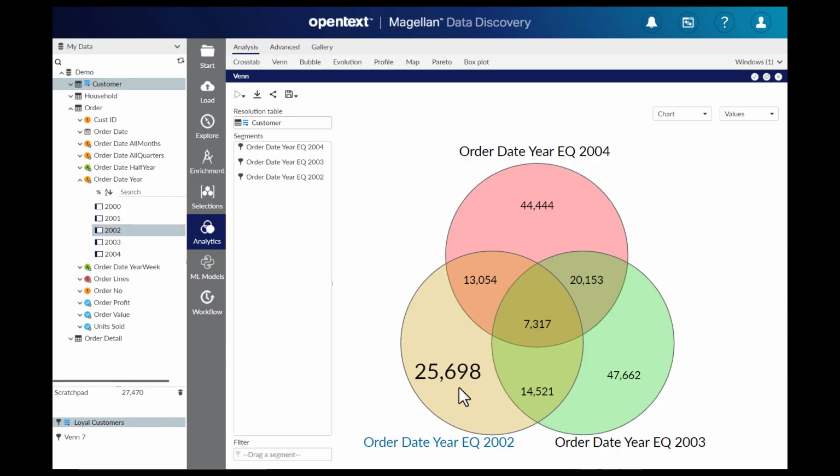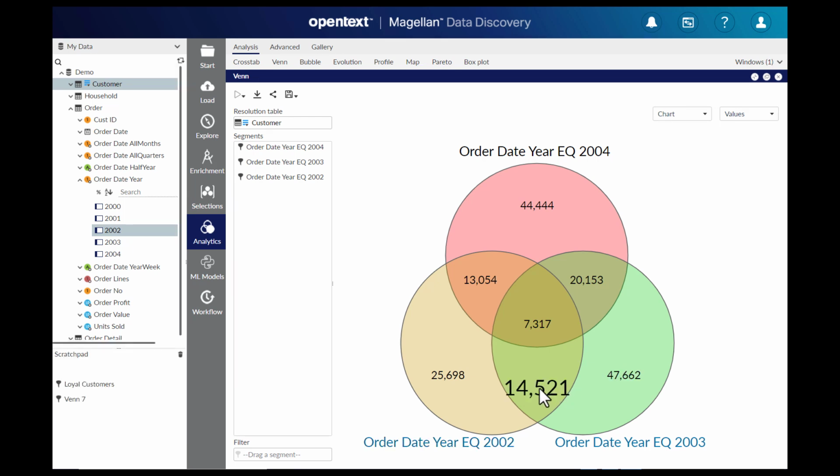The customers that purchased only in 2002 can be identified as having stopped purchasing in the past 3 years. Also, those only purchasing in 2003. And in 2002 and 2003, but not in 2004. These customers have stopped buying and are churn customers.